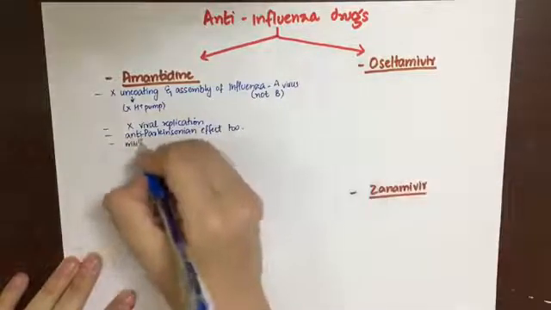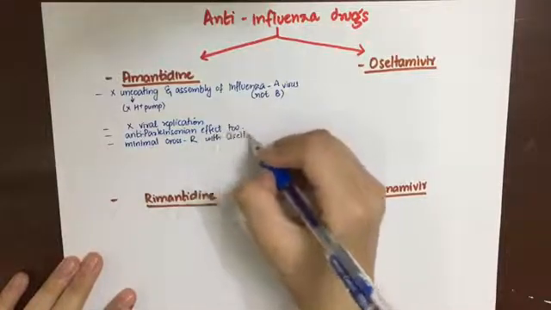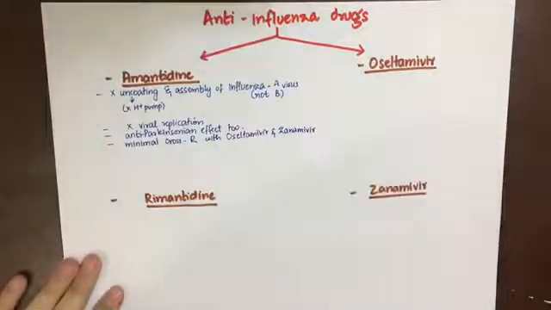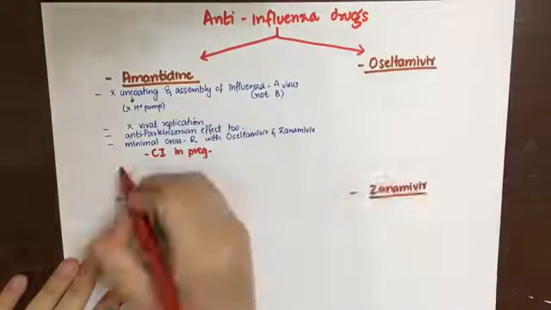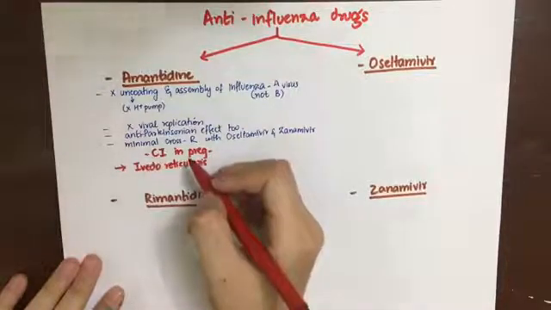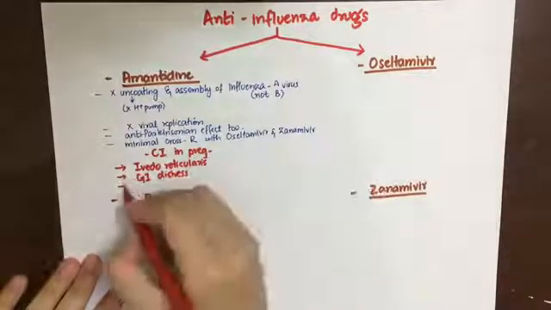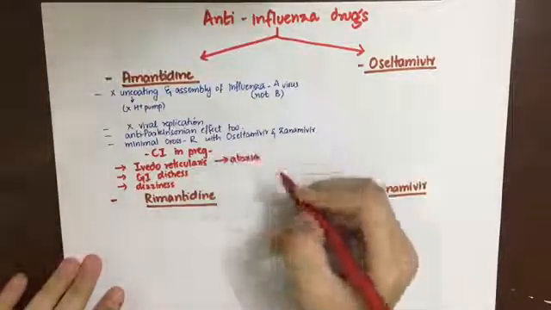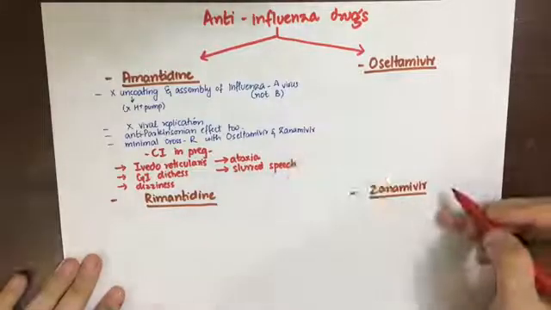It also has an anti-Parkinsonian effect, if you remember from the anti-Parkinsonian drugs video, and there is minimal cross-resistance with oseltamivir and zanamivir. It is contraindicated in pregnancy because it has a teratogenic effect. The side effects include livedo reticularis, GI distress, dizziness, ataxia, slurred speech, and resistance to this drug is very common.